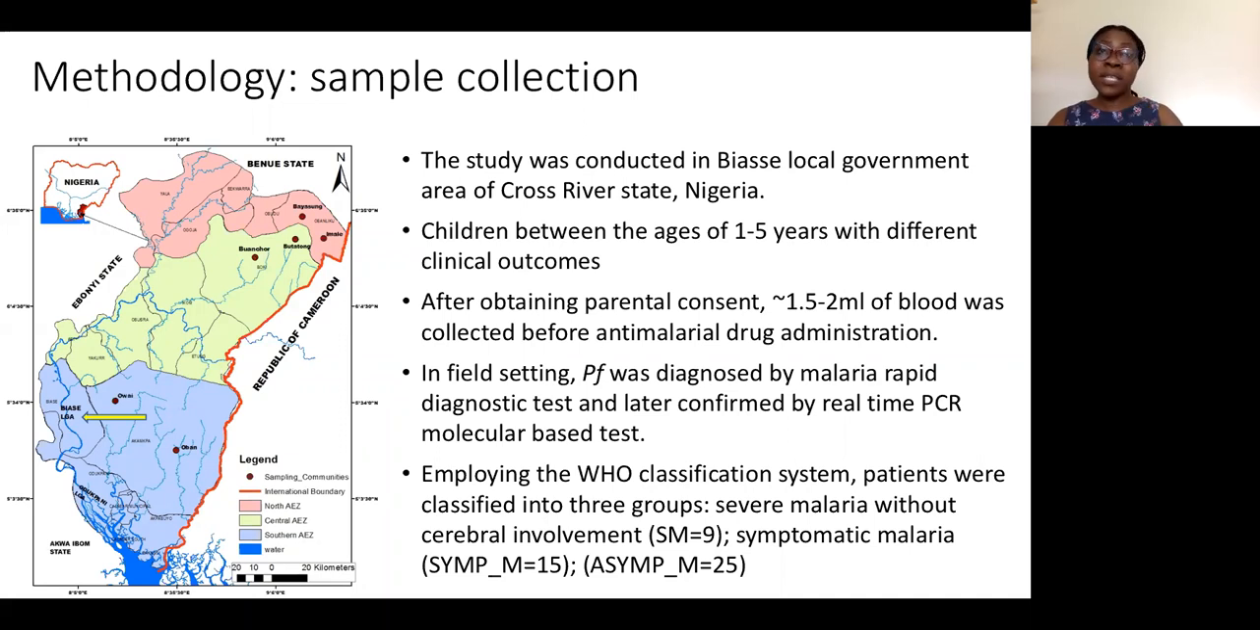After we obtained parental consent, of course, because the children can't give consent, we drew 1.5 to 2 ml of blood before they were administered any anti-malaria drug. The blood was spotted on filter paper because it's in field conditions where electric power supply is very limited. In order to preserve the integrity of the blood sample, we had to spot on filter paper. And then in the lab, we confirmed that these children actually had malaria parasites by carrying out a real-time PCR molecular-based test.